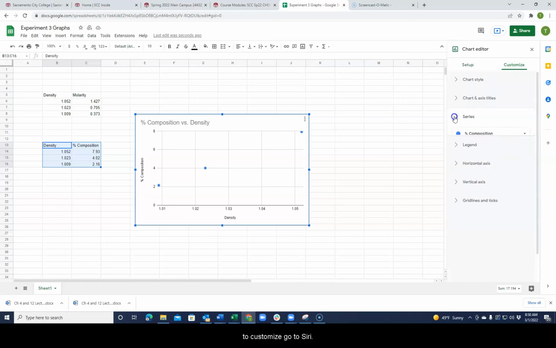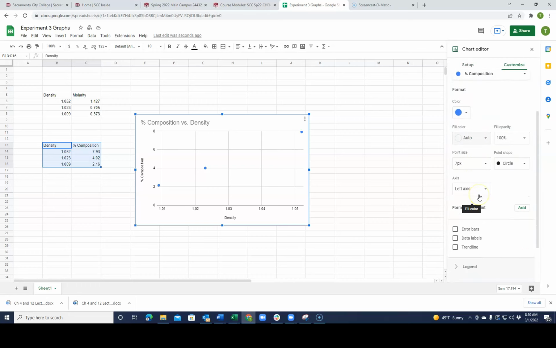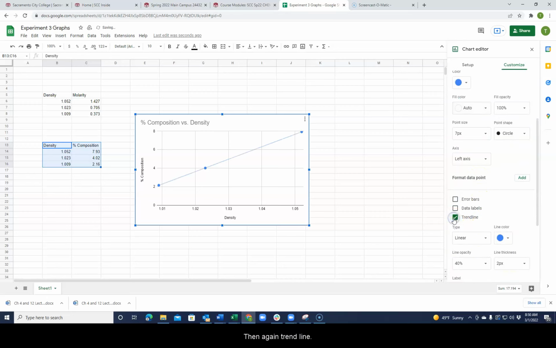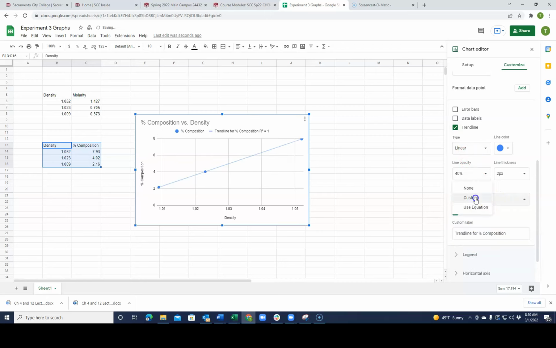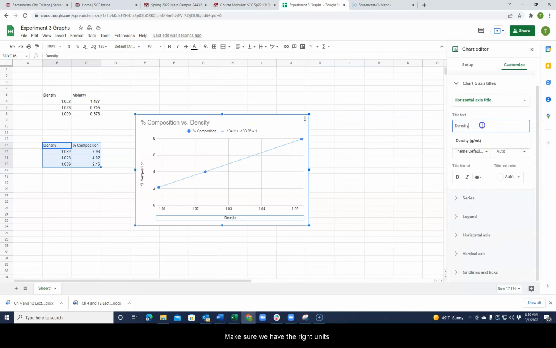Go to customize, go to series. Then again, trend line. It's always default linear, just like Excel. Show R squared. Label, use equation. So now you have your trend line, your equation, and your R squared here. Make sure we have the right units. Gram per mil. Percent comp.